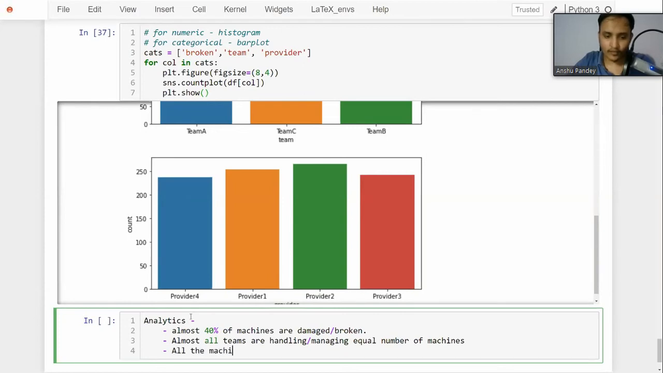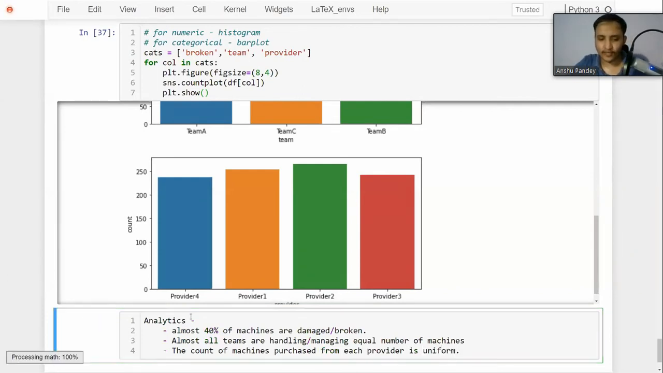All the machines are, you can say, purchased from vendors, provider 1, 2, 3, 4, or you can say that the frequency or the count of machines purchased from each provider is uniform. That means it is almost equal, right?